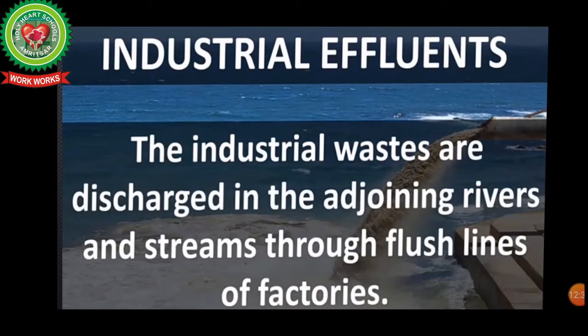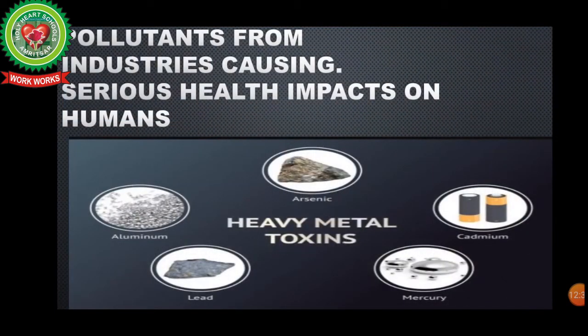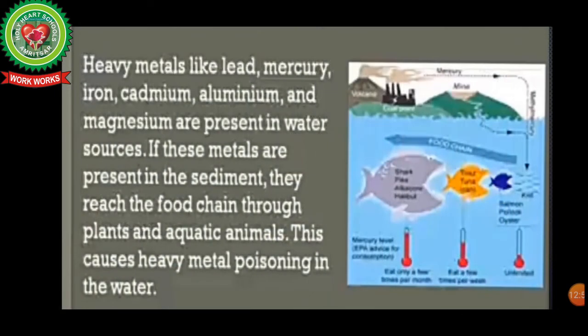Industrial effluents. The industrial wastes are discharged into the adjoining rivers and streams through flush lines of factories. Pollutants from industries causing serious health impacts on humans are certain heavy toxic metals like arsenic, lead, aluminium, cadmium, and mercury. Heavy metals like lead, mercury, iron, cadmium, aluminium, and magnesium are present in water sources. These metals are present in the sediments. They reach the food chain through plants and aquatic animals. This causes heavy metal poisoning in the water. You can see this process clearly through this picture.